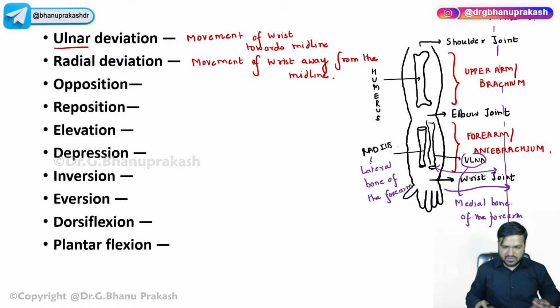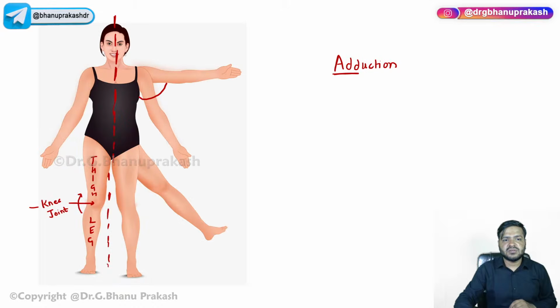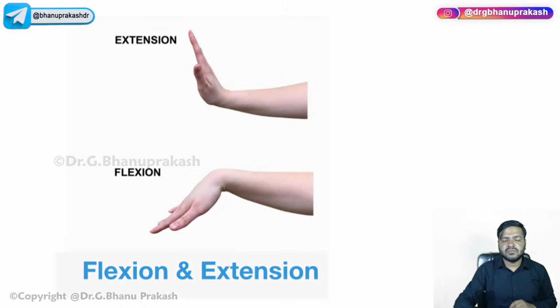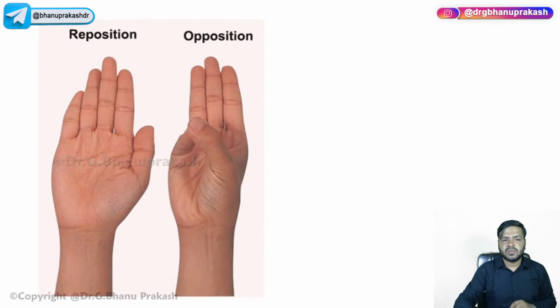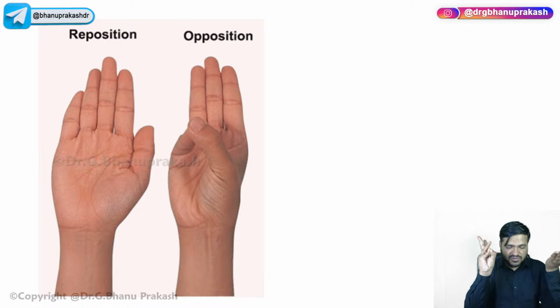Opposition and reposition, guys. Just try to look at this particular picture. You can very well see that this is the thumb and this is the little finger, right? If the tip of the thumb touches the tip of the little finger, it is called opposition. They are trying to oppose each other, right? If the thumb and the little finger come back to the normal position, it is called reposition, guys. So be very clear with the terms.